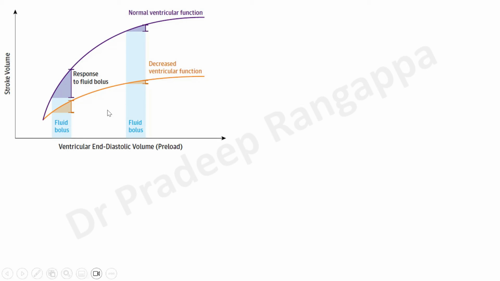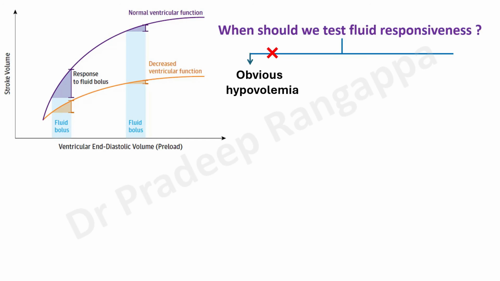We do not know if this patient who is hypotensive is in this part of the Frank-Starling curve or in this part. So that is where we give a little fluid bolus to see whether there is a response. So when should we test fluid response? When there is obvious hypovolemia, we don't need to do all this.